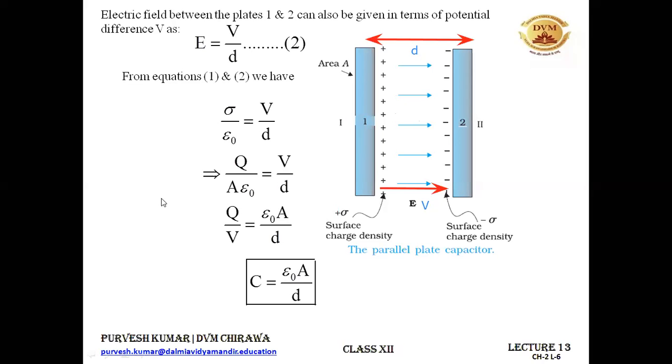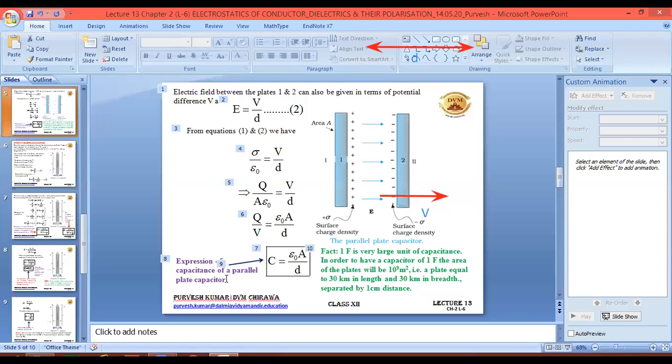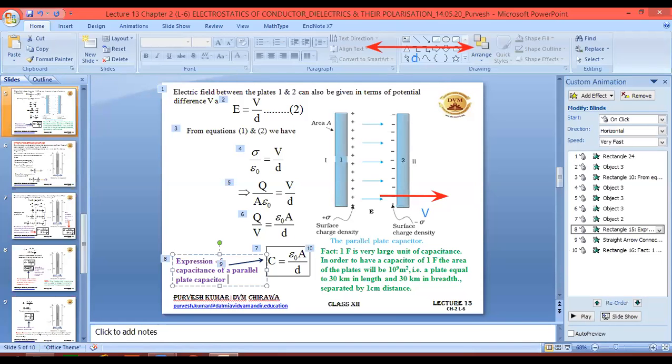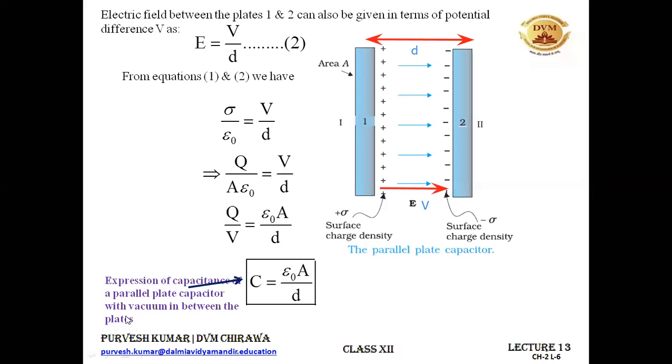I hope this derivation is quite clear to you. So you can see that this is the expression of the capacitance of a parallel plate capacitor with vacuum in between the plates. So please write it like this, that with vacuum in between the plates. All right. So it is for with vacuum in between the plates. Let me write it for you. It's fine now. Okay. So this is the expression of a parallel plate capacitor with vacuum in between the plates.